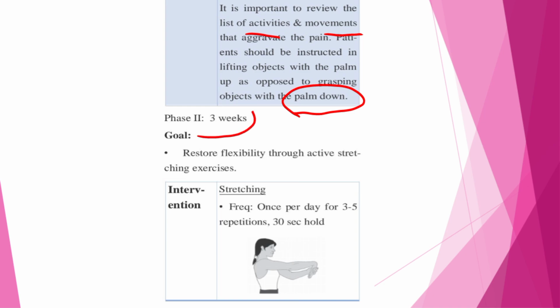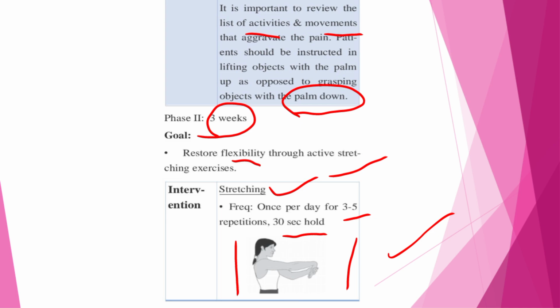Phase 2 is at 3 weeks. The goal in the second phase is to restore flexibility through active stretching exercises. We do stretching exercises in phase 2, with a frequency of once per day for 3 to 5 repetitions, with a 30 second hold. We also do wrist flexion stretching exercises, as you see in the picture.